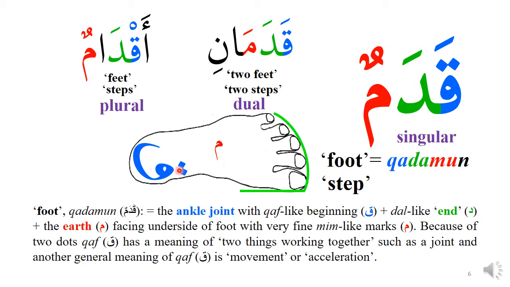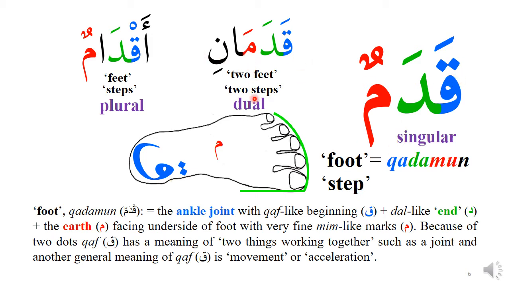So this Qaf is indicating that there is a joint here, which is the ankle joint. In addition to that, Qaf also indicates the fact that you need 2 feet. So 2 feet because of the 2 dots, right? So 1 foot wouldn't work. You need 2 things for the activity of the foot, or to make steps, and then 2 feet.